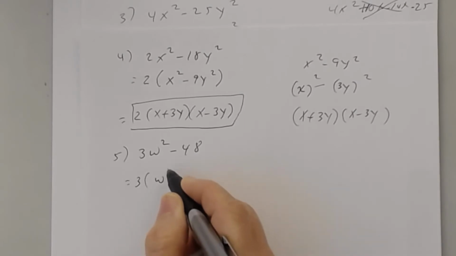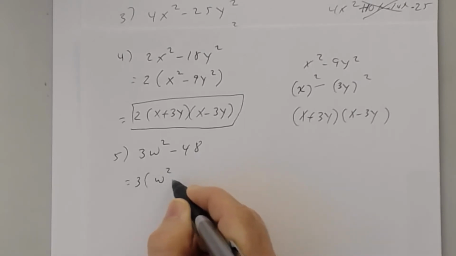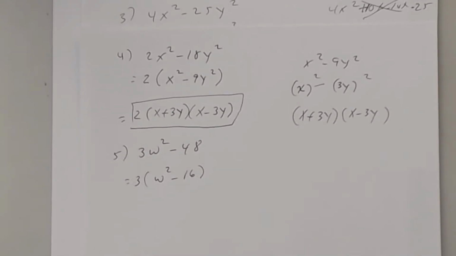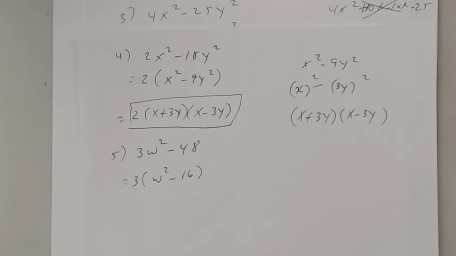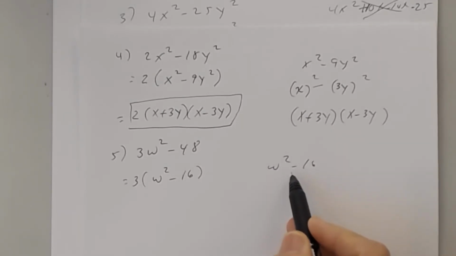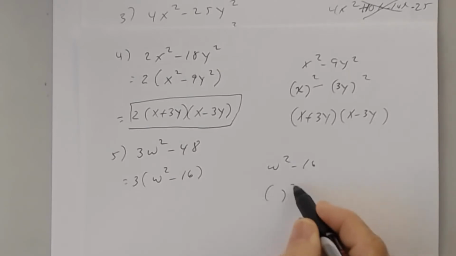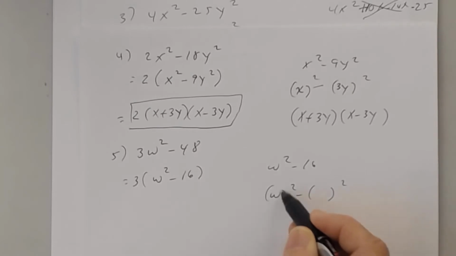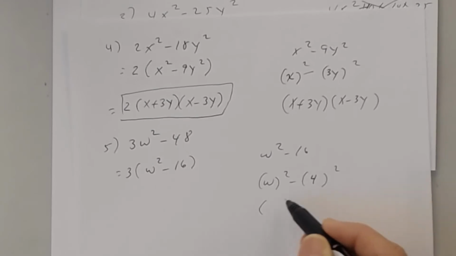3 times w squared minus 16? Okay, so that's where I'm at. Am I done? No, because you need to check and see if you can factor w squared minus 16. Well, I have two terms. There's a minus sign between them. So let's check and see if this is the difference of two squares. Is it? Yes. What goes inside the first parentheses? W. What goes inside the second? 4.